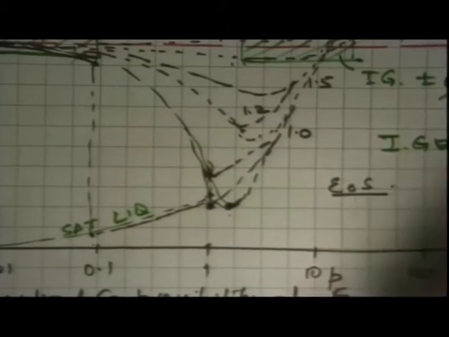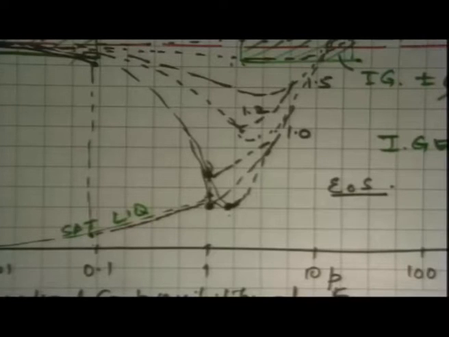Okay, then the question: please explain the significance of reduced pressure and reduced temperature. The significance is that we are able to move away from the specific variabilities that are there from substance to substance, like I showed in this picture for nitrogen and water.